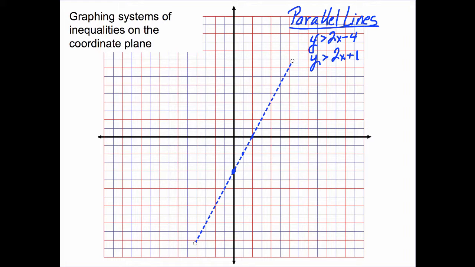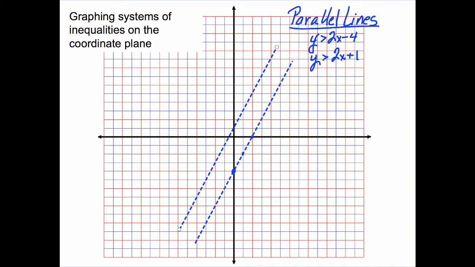And then let's plot the other line. y is greater than 2x plus 1. Well, this line is going to be parallel to this line, except that it's going to go through this point. The y-intercept is going to be 1.